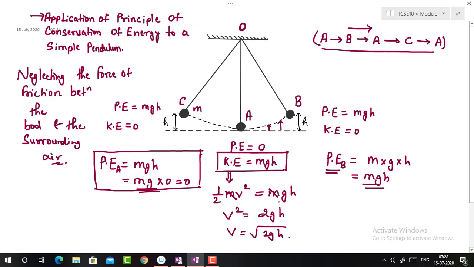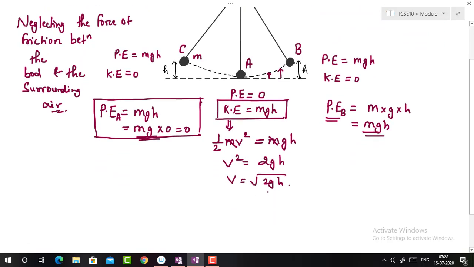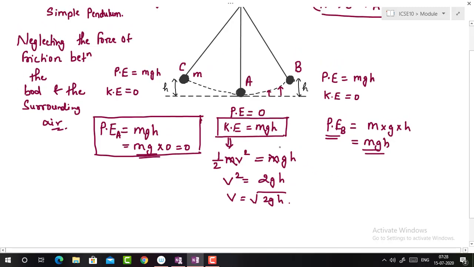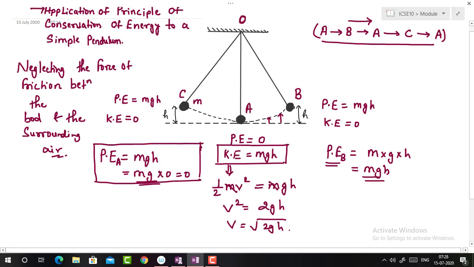This formula tells us that when a body falls from height h, the velocity acquired by the body is the square root of 2gh. So the complete potential energy gets converted into kinetic energy, that is mgh.